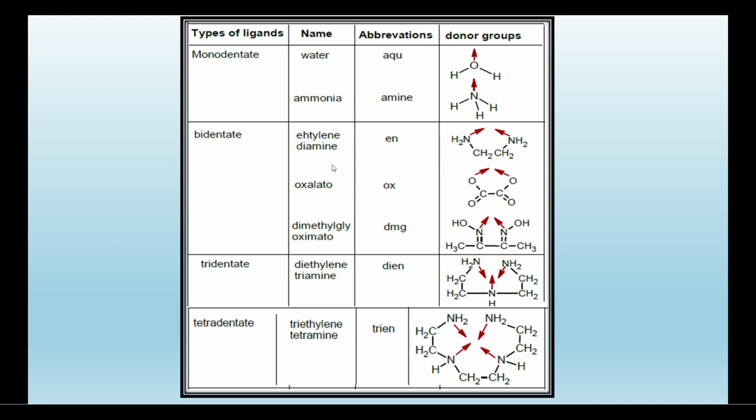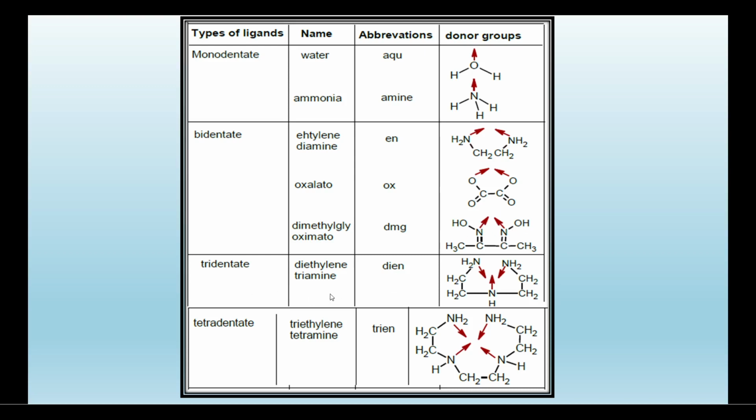Coming to the bidentate, ethylene amine consists of 2 amino groups, so there are 2 nitrogen donor atoms. Coming to the oxalate, there are 2 O groups, showing the two donor atoms. In diethyl glyoximate, N is bound to carbon with a double bond, and the N atoms show the different donor atoms.